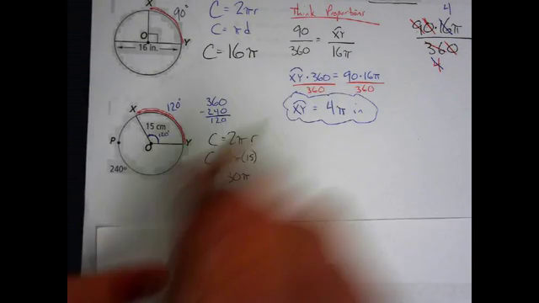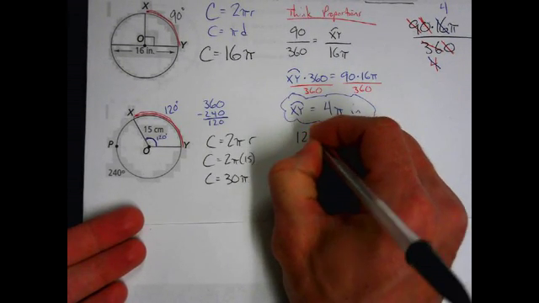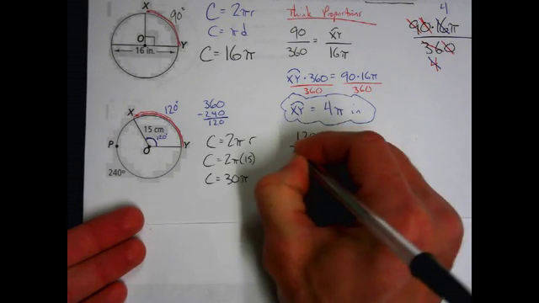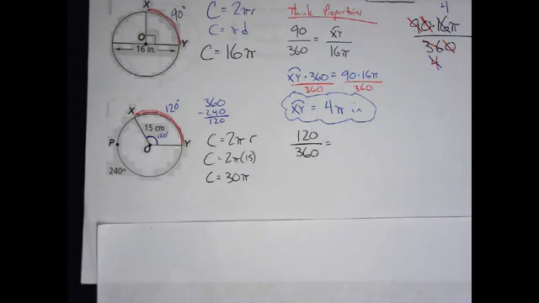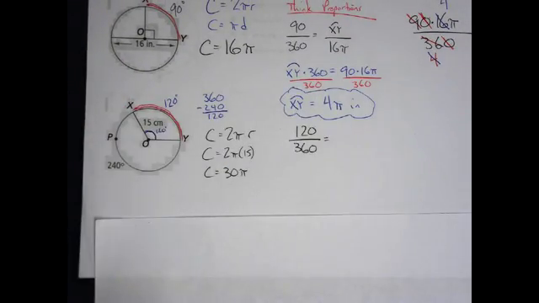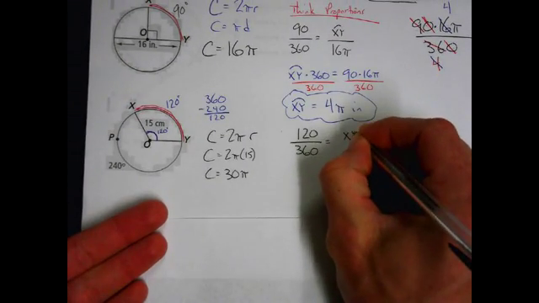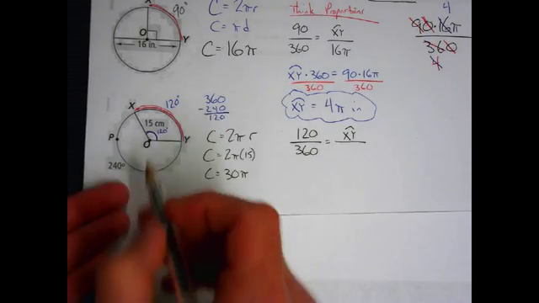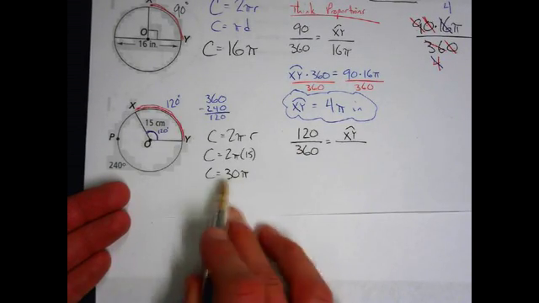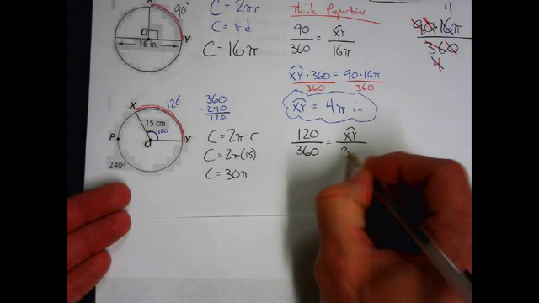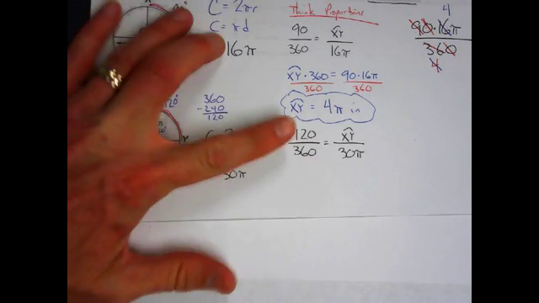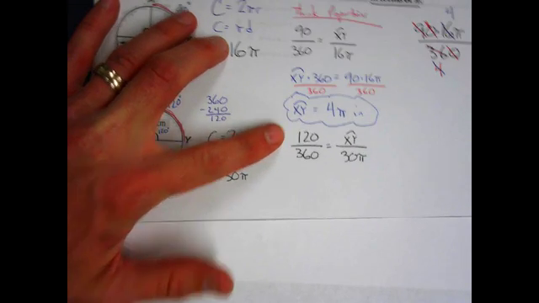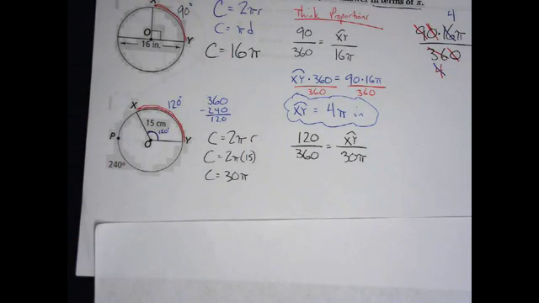Our central angle is 120 degrees, but that's out of 360 total. That will be the same as the arc measure we're looking for, again, arc XY, but that's out of the entire circumference. And the entire circumference, as we just saw, is 30 pi. And again, that is the hard part. The hard part is now over, done. Everything else is algebra. And again, I'll show you some shortcuts.